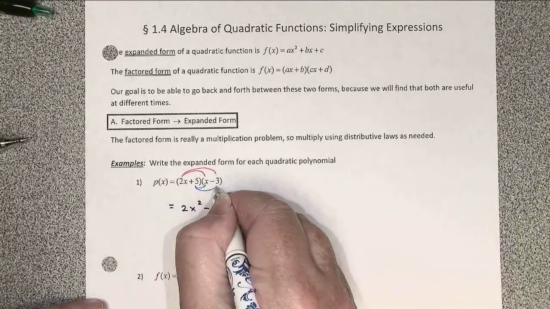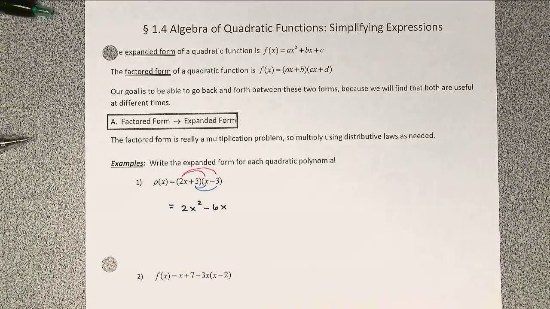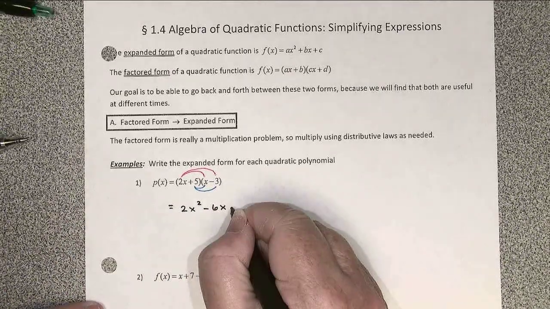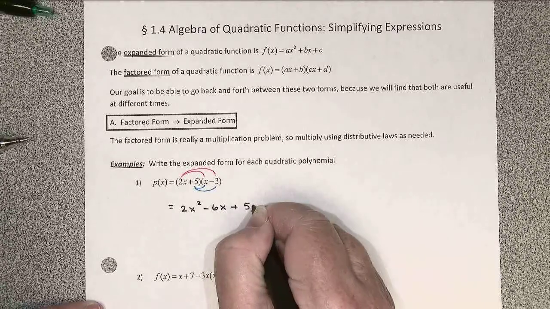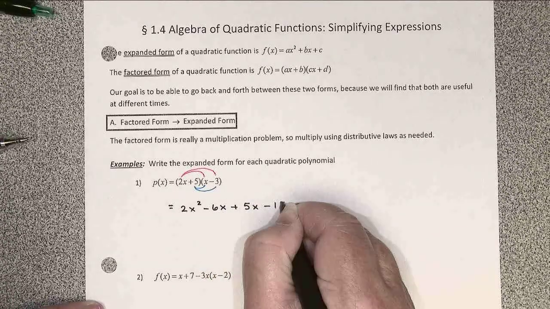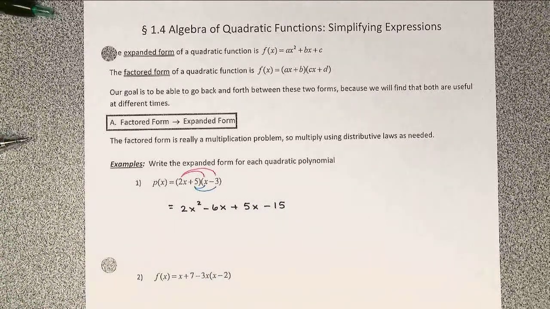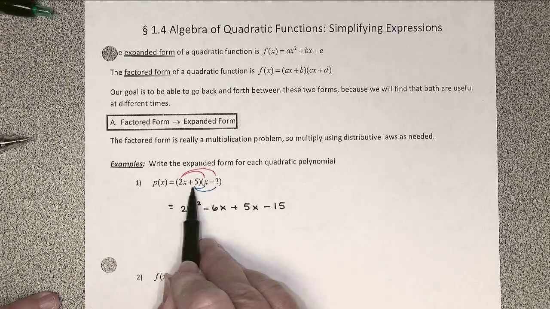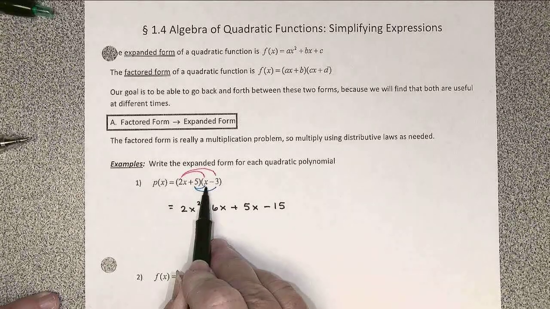And then we'll distribute the 5 to the same two terms, giving us a plus 5x and a minus 15. It's common for people to have learned this multiplication process where we're taking a binomial times another binomial.